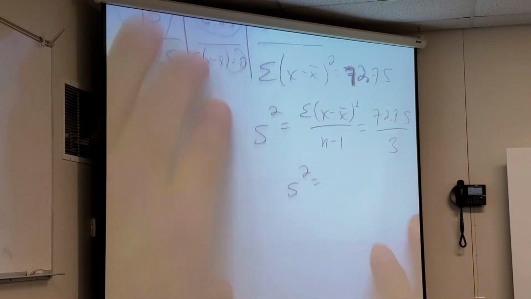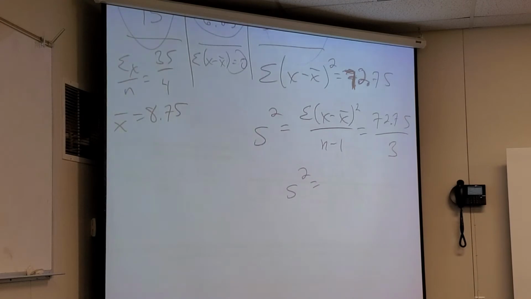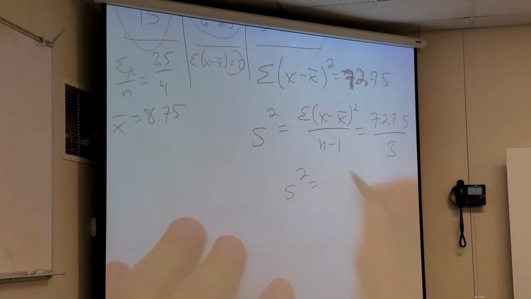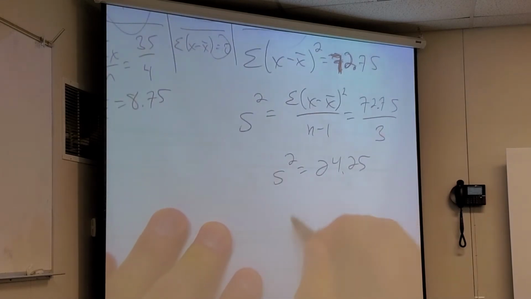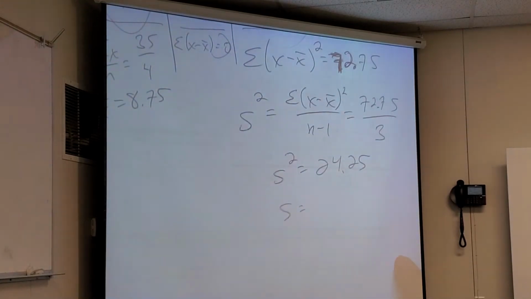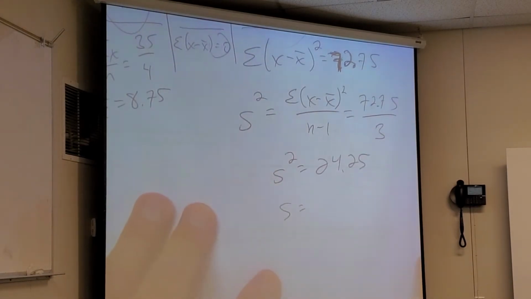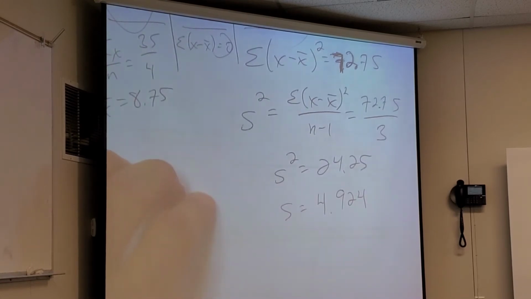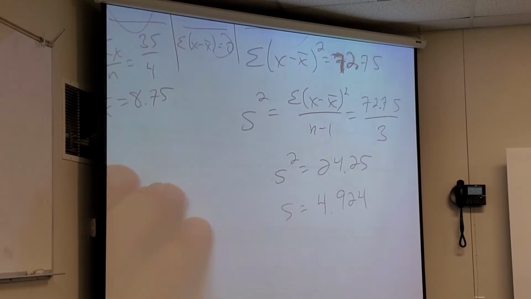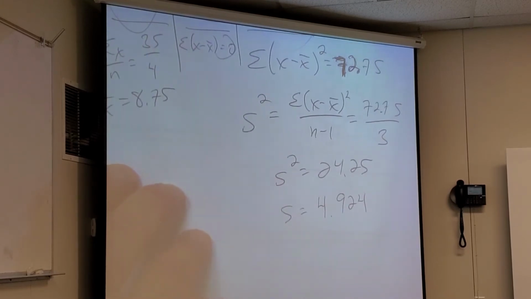So S squared. What do you get? 24.25. I like it. So that's the variance. And then, of course, I just take the square root. What do you guys get? If you accidentally square it, you should know you made a mistake because square rooting that should make it smaller, right? So you should be able to catch your own mistakes when they're that egregious.